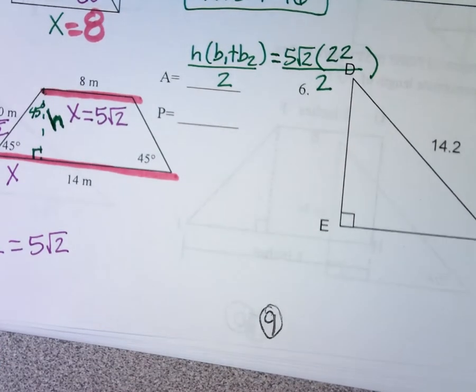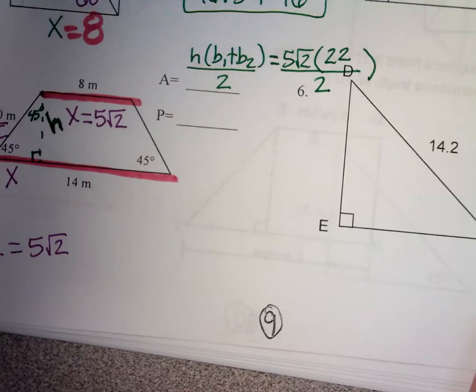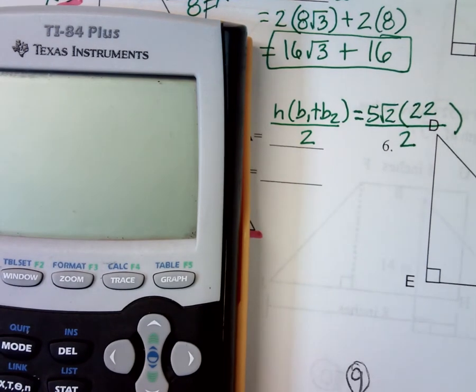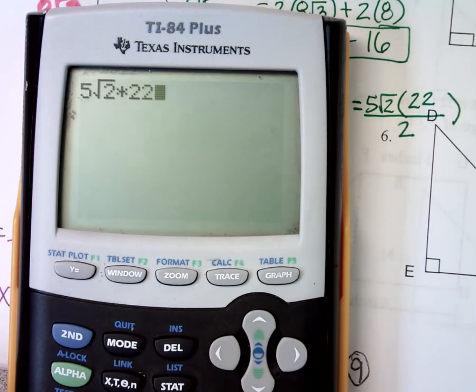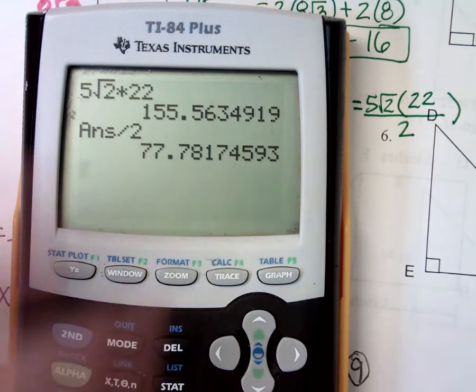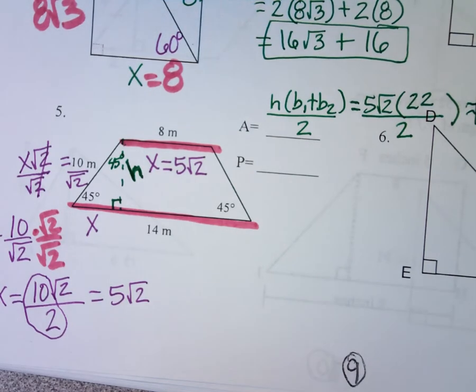Okay, I'm going to see if you can put that in the calculator. So I kept it in radical form for quite a while. Let's just practice the calculator right here just to make sure you guys can do it. I got 77.8. That looks good. So I have 5 square root of 2 times 22, and then I'm going to divide by 2 just to make sure that we can get the calculator to give us the right answer. Was everybody else able to get the 77.8? Okay, so I'm going to say about 77.8. Okay, let's go to perimeter.